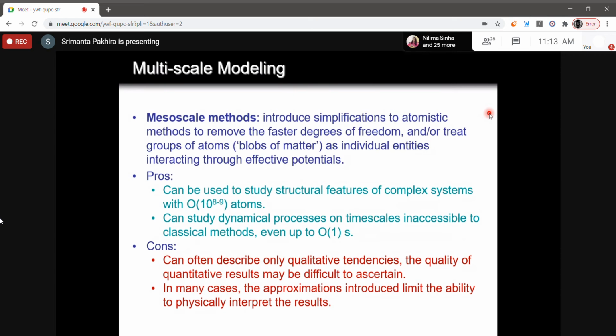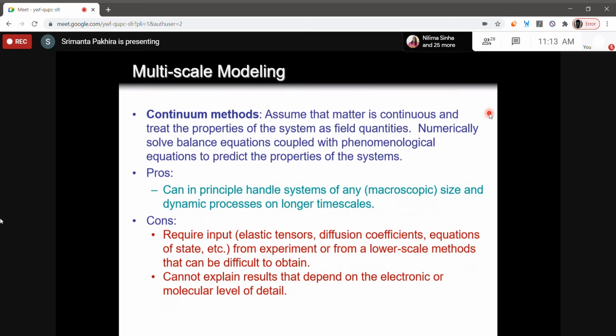And the continuum method: we can assume there is no discrete phenomenon, it is continuous, and we treat the properties of the system as just fields of quantities, just a continuous system. It is possible to solve such methods numerically, and the good thing is that we can handle much longer systems, at least 1 meter or 2 meters. For these cases it is required for industry purposes.